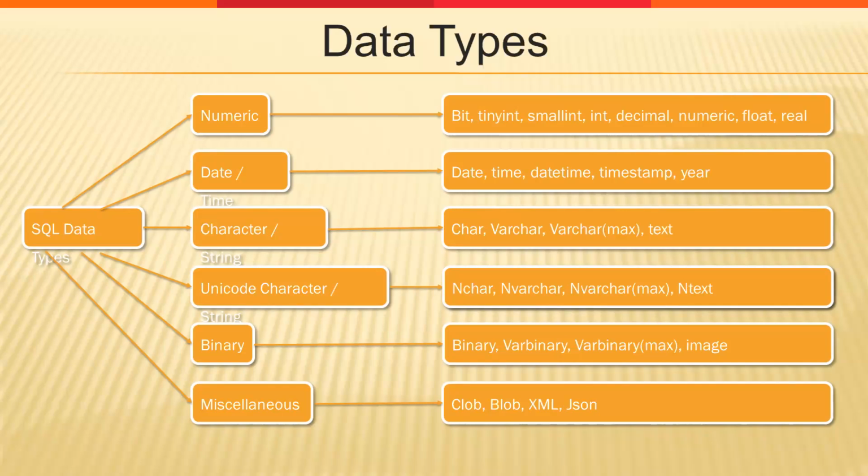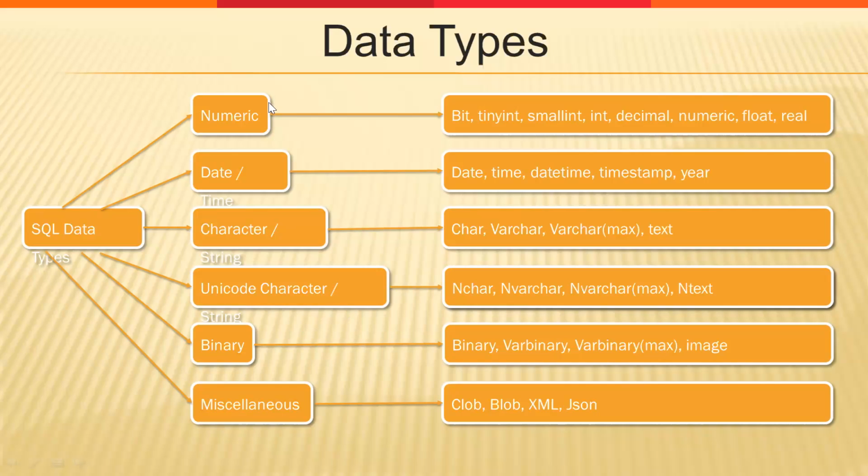So SQL data types: numeric, date, character, Unicode character, binary. Here you can see for numeric, this is for integer. In numeric also, we have integer, decimal, numeric, float, real. You can see all the examples here. Even for date, we have date, time, date and time, timestamp, year. I'll show you a few examples while creating a table of how we can allocate the data types for the columns. But in Power BI, it is so easy. We just click there, select, that's it. But in SQL, we have to write code for it.